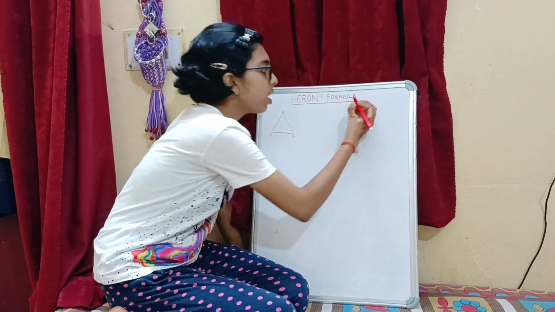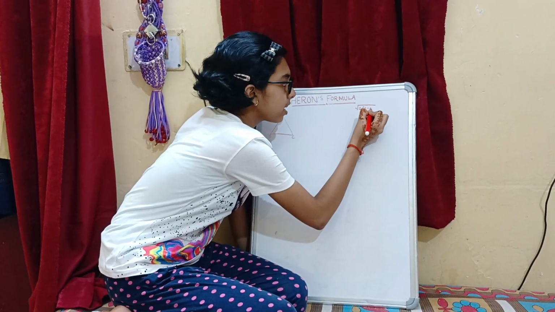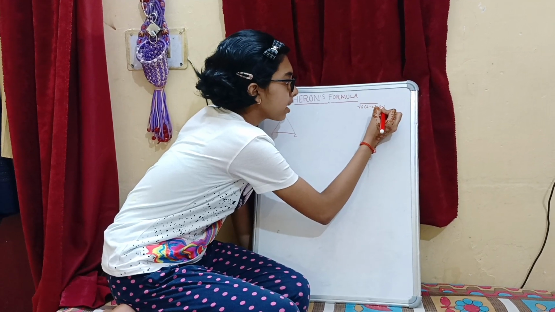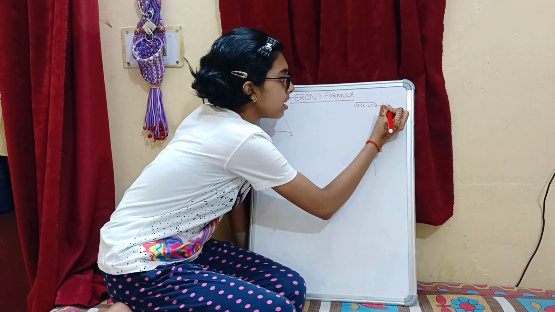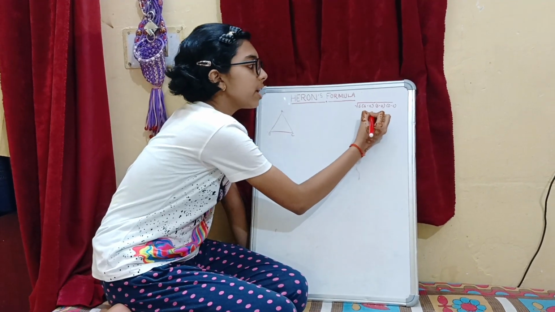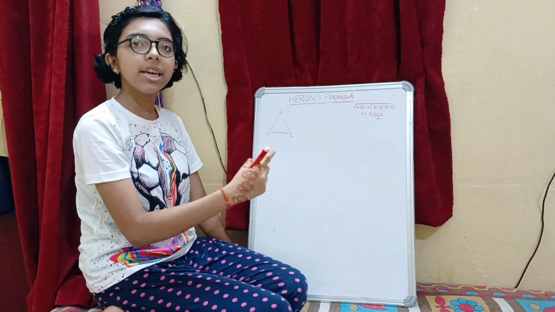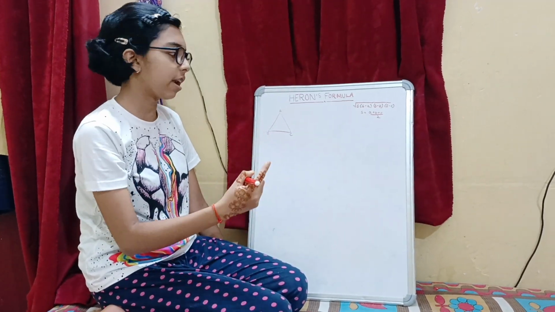So Heron's formula is root of s(s minus a)(s minus b)(s minus c), where s is equal to (a plus b plus c) by 2. Here a, b and c are the sides of the triangle.